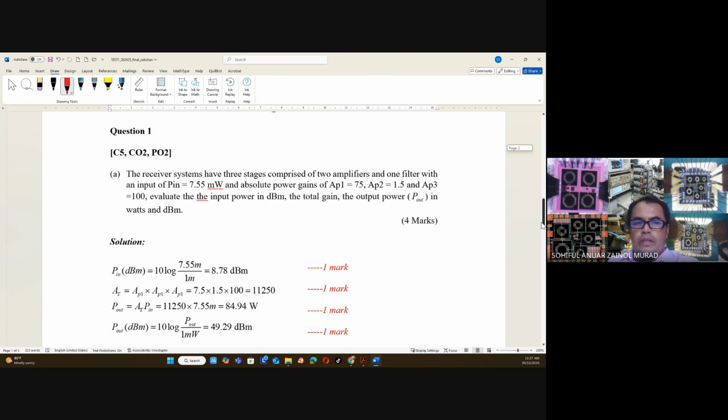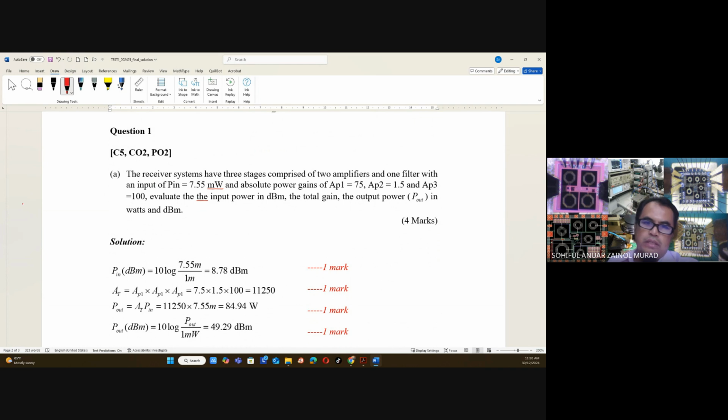So the question number one, given the receiver system that has two amplifiers and one filter with the input given 7.55 milliwatt, and there are three gains for the two amplifiers and one filter. With the absolute power gain, no unit. So AP1 is 75, AP2 is 1.5, AP3 is 100. So here you can see that the filter has some gain.